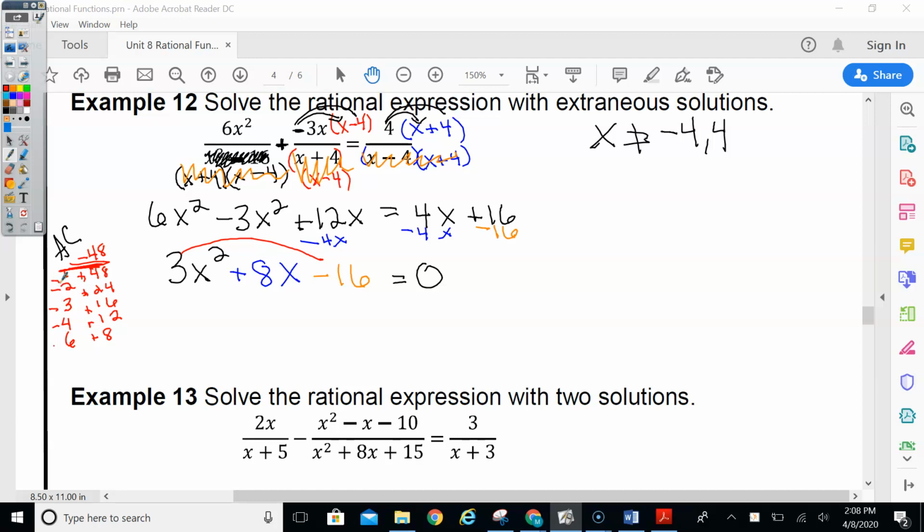So which one's going to give me the 8 that I need? The negative 4 and positive 12. So this 8 is going to become negative 4x and 12x. But the 3x squared comes down, and the minus 16 comes down.